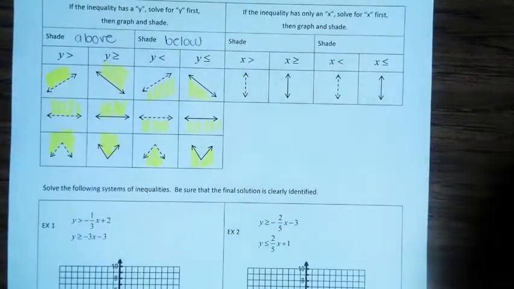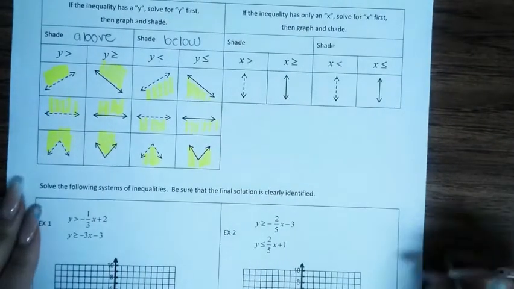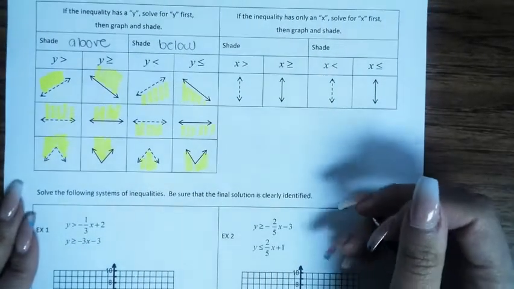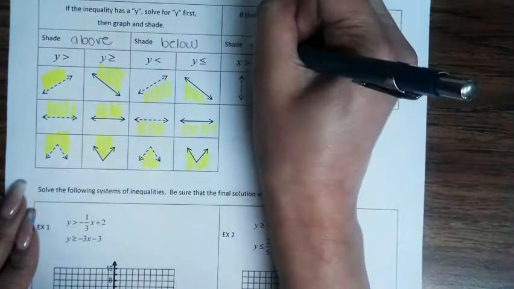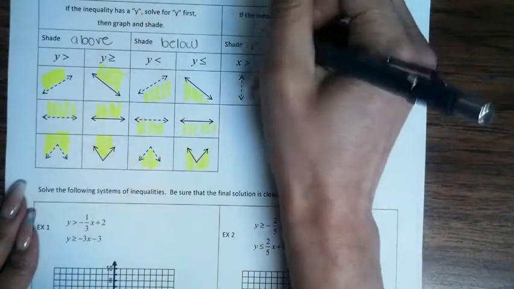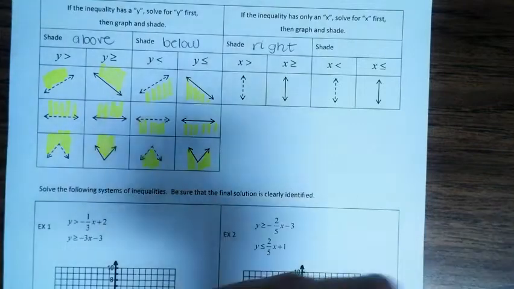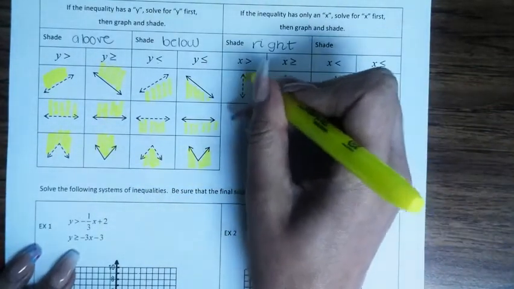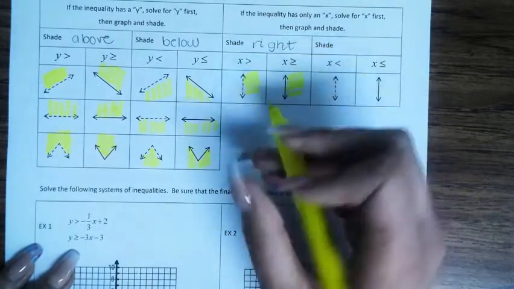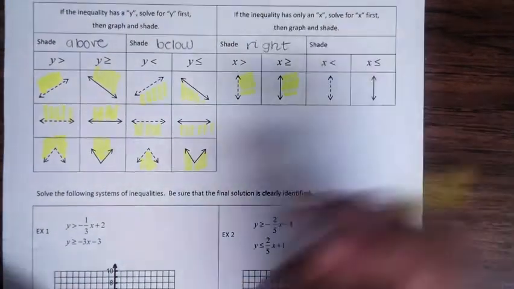Sometimes it's not going to be as user-friendly and you're going to say, oh, there's no y, there's only x. Remember, the x is right and left, so it's kind of the same. The only thing that changes is that when you have x greater than or equal to, it's going to be right. So you need to shade the right side, meaning this part or this part. The equal and the non-equal stay the same. This one you are not including the line, this one you are.